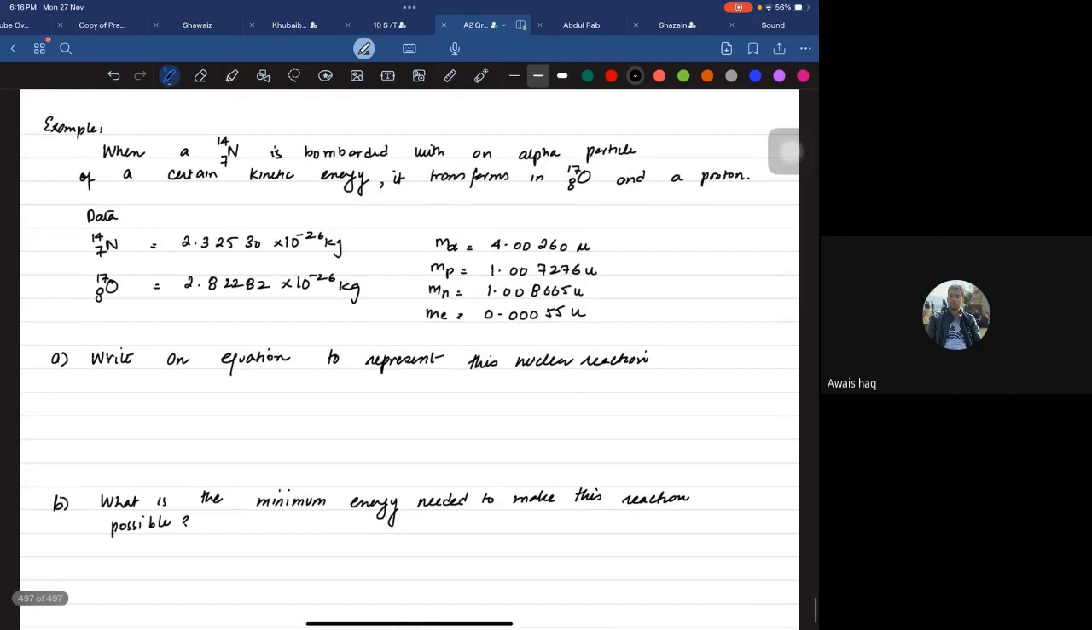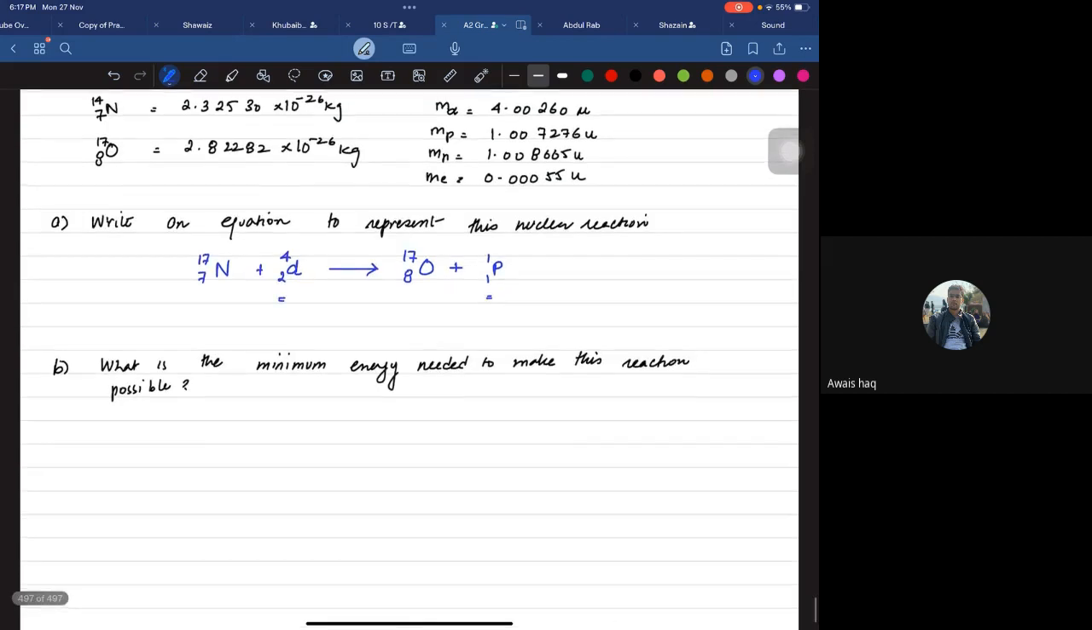So first of all, you just need to remember that you have to read it out, that when nitrogen is bombarded with alpha particle, which means you have to add nitrogen 14 7 plus an alpha particle, which is 4 2. Then it transforms into oxygen 17 8 plus it gives off a proton. It is written in the question, you can just write it down. You need to remember the mass and charge of alpha particle and proton.